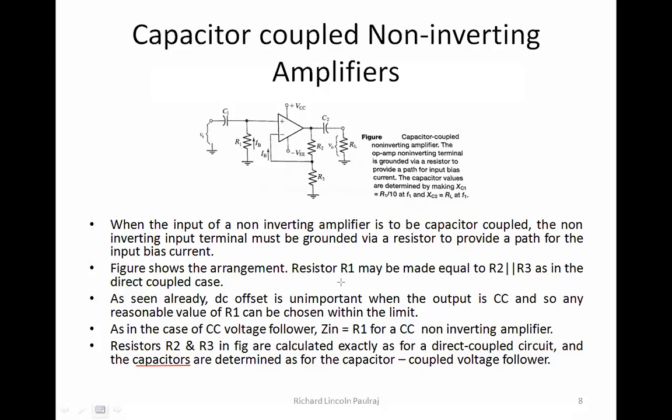And C2 is going to be, what is it? C2 is going to be 1 divided by 2 pi f into what? Into R1 or RL? Into RL, right? So the capacitor formulas also remain the same here for the non-inverting configuration, right? So just keep in mind we have R2 and R3 here, additional compared to the non-inverting and voltage follower circuit.